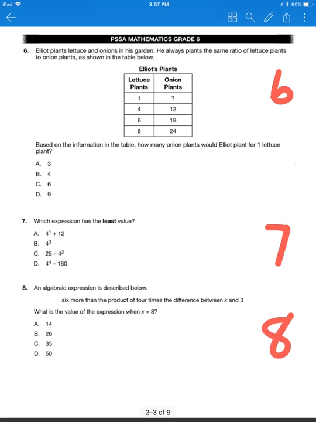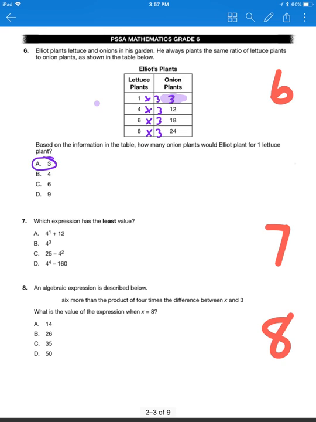All right, next page. 6. Elliot plants lettuce and onions in his garden. He always plants the same ratio of lettuce plants to onion plants as shown in the table below. The question says, based on the information in the table, how many onion plants would Elliot plant for 1 lettuce plant? Now I notice up here they have a question mark, so that must be where my answer goes. So I'm just looking at the rule here. I notice 8 times 3 is 24, 6 times 3 is 18, 4 times 3 is 12, 1 times 3 is 3, which means the answer is A.